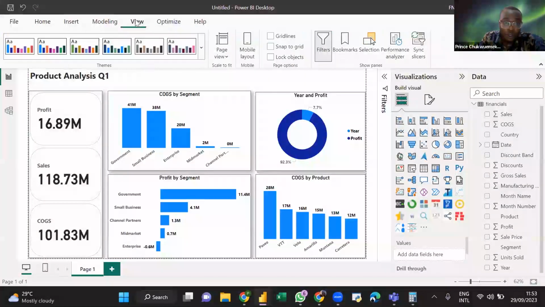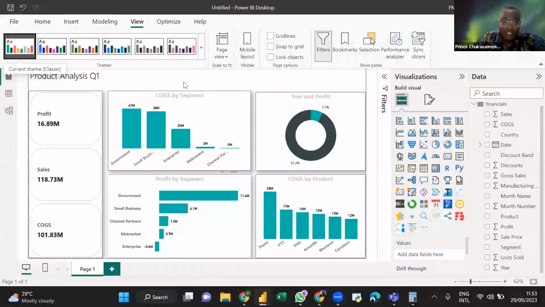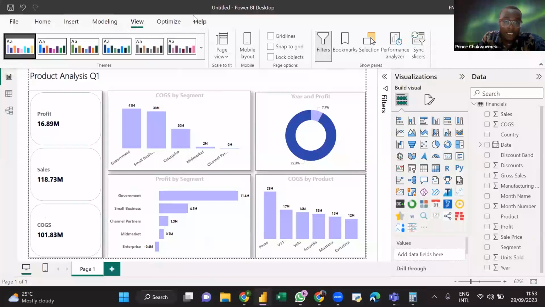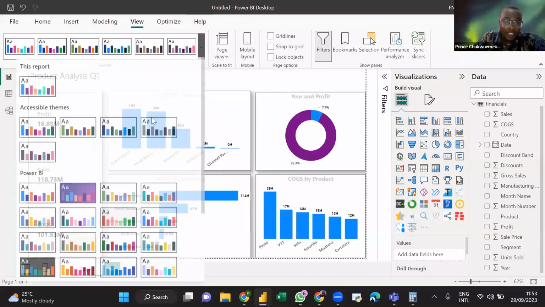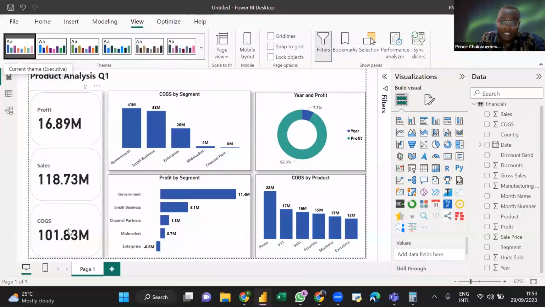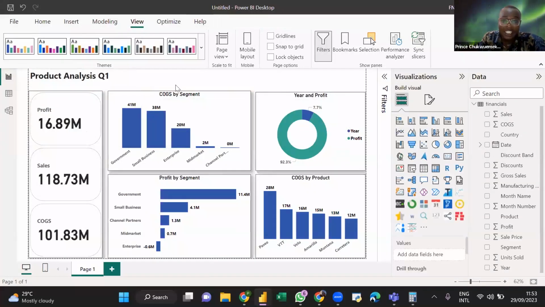So if you go to View, you can use any of the themes here, anyone that you like. So see the coloring. You can play a bit with this and see the one you would be able to finally adopt. So I don't like this. So let's use this. Yeah, I think I like this a little bit.